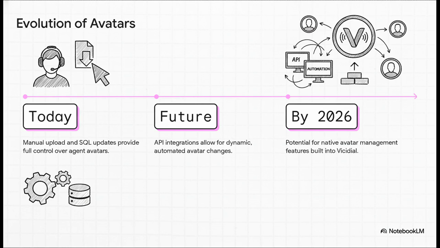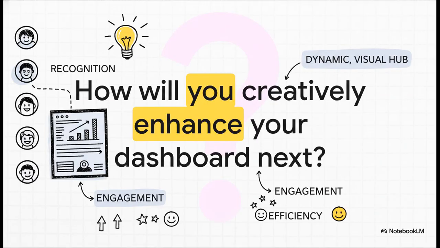If we look ahead, you can kind of see a clear evolution here. Right now, today, we have full manual control, which is awesome and super powerful. In the near future, those API integrations are going to bring in dynamic automation. And who knows, by 2026, it's totally possible we'll see these kinds of features baked right into the Vicidial platform as a native feature.